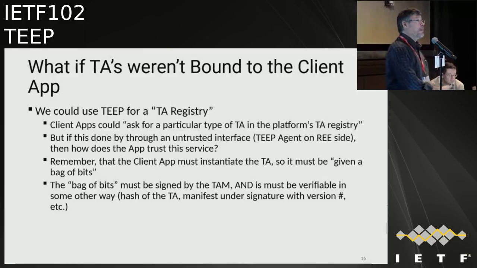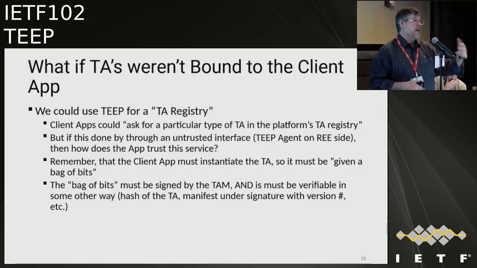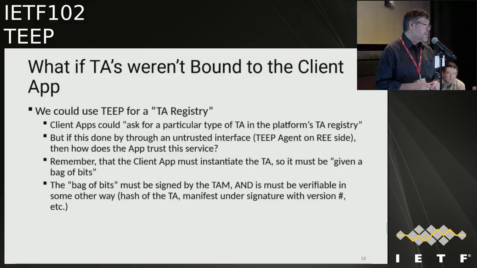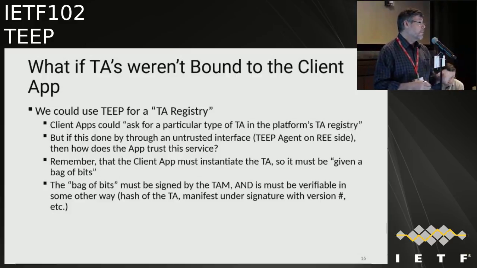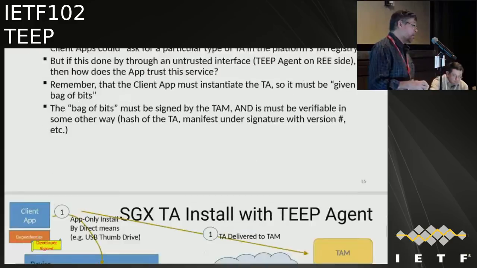You know, maybe the enclave gave the right bucket of bits back to the TEEP agent, but the TEEP agent lied because it doesn't like me and sends me the wrong bucket of bits. So the client app, and this is an issue because the client app is the one that has to instantiate it, right? In the TrustZone side, when you ask for a TA, it gets instantiated by a trusted agent inside TrustZone. But in SGX, it doesn't work that way. The bucket of bits kind of has to come out and then get put back in. So let's go to the next slide.